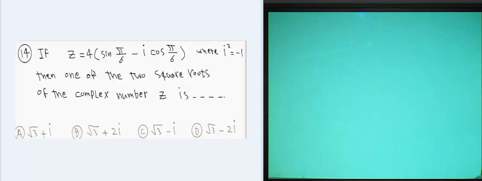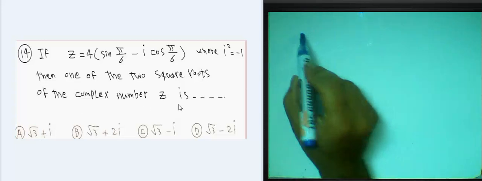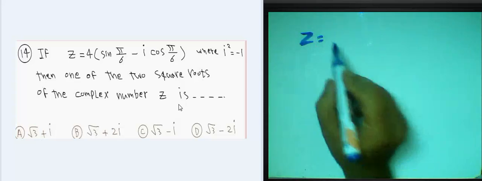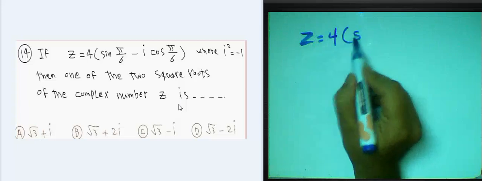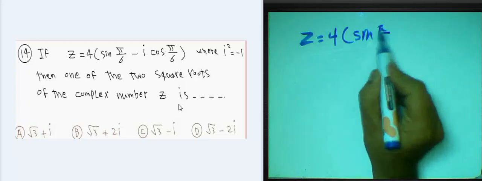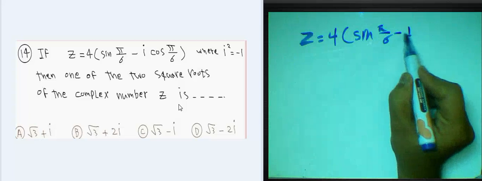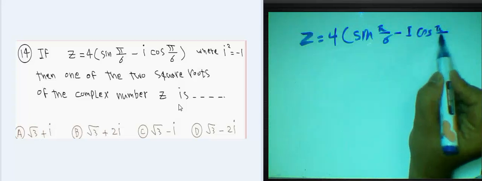Question 14. If z equals 4 times (sin π/6 − i cos π/6) to the power 2 equals −1, then one of the two square roots of the complex number z is blank. Okay, first we must change this into a complex number: 4 multiplied by (sin π/6 − i cos π/6).